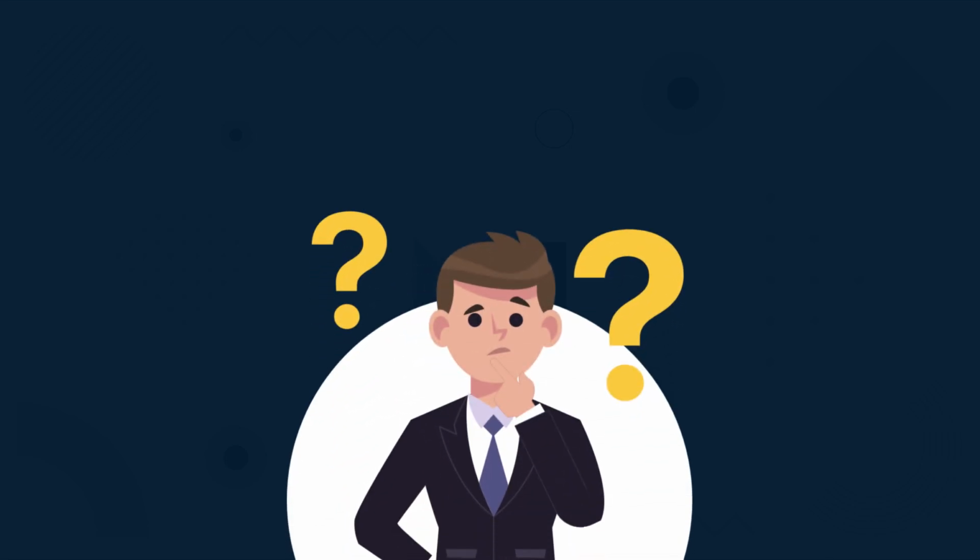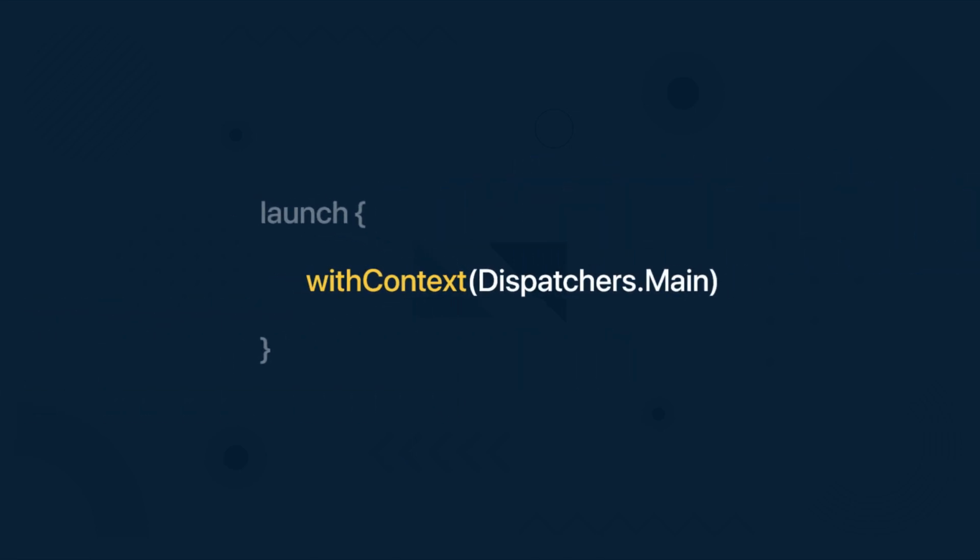So what's the purpose of this function, you might be asking? Well, its main purpose, as you might assume, is to switch context. It's a suspend function, and it will suspend until it completes and returns the result. This function will shift execution of the block into a different thread if a new dispatcher is specified, and it will get back to the original dispatcher when it completes.